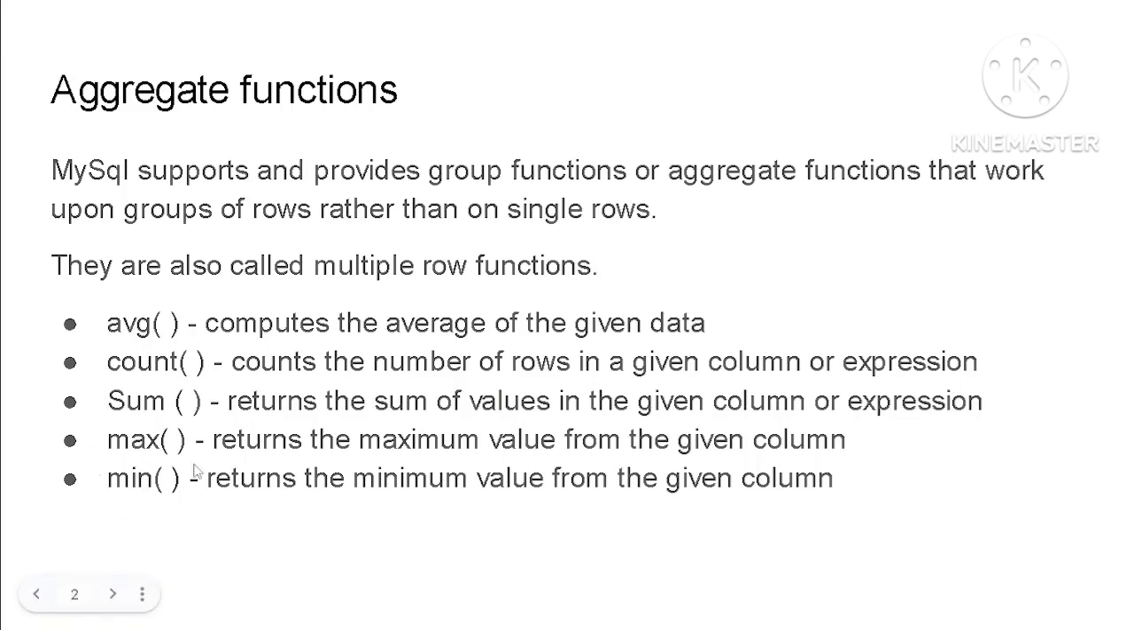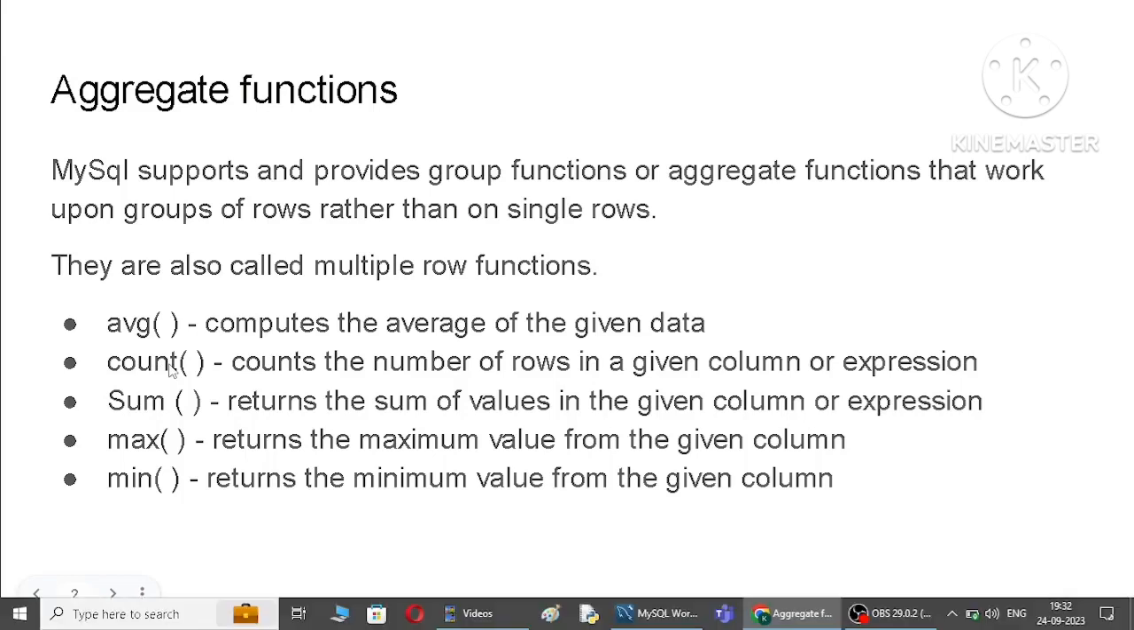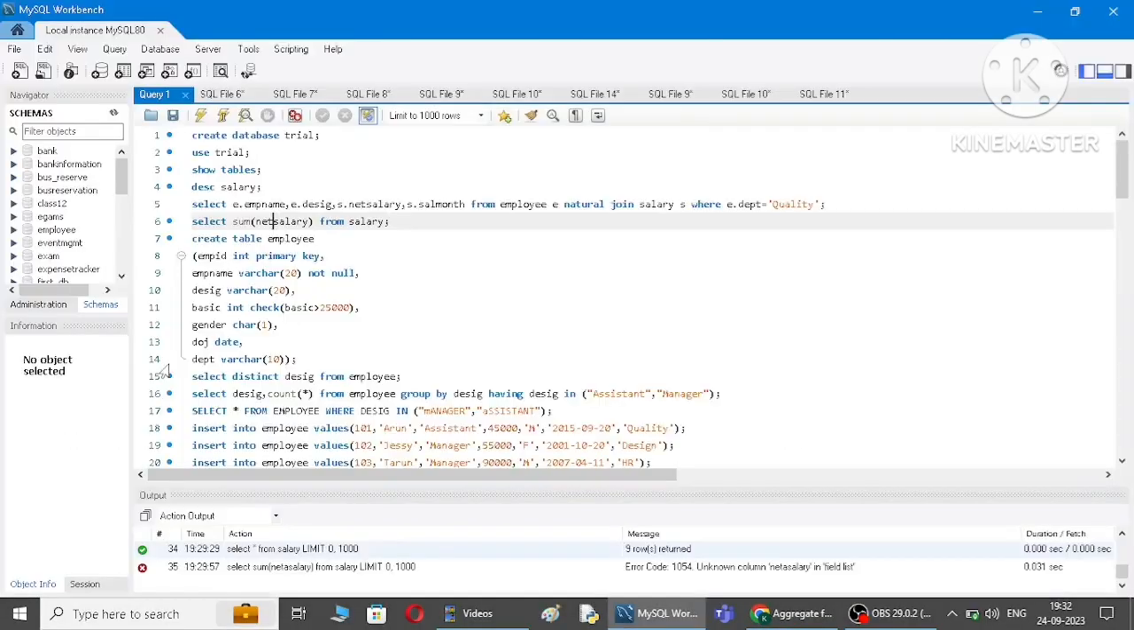As the name suggests, AVG will find the average of a given column. Sum will give the total value of the given column. Max will return the maximum value. Min will return the minimum value. And count will give the number of rows that are retrieved. Okay, so let us see how these functions work.